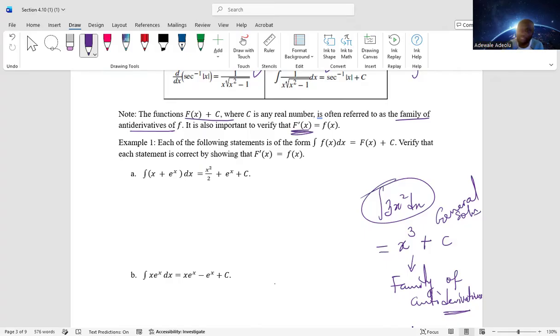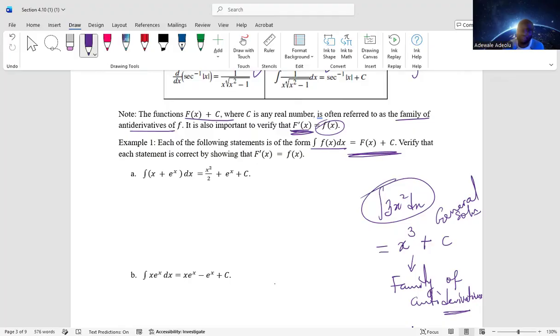Well, no problem. Just take its derivative. It has to give you the integrand. It's as simple as ABC. So, example: each of the following statements has a function inside an integral, which means we are looking for an antiderivative. You have been given the supposed antiderivative, and I want you to verify if each statement is true.